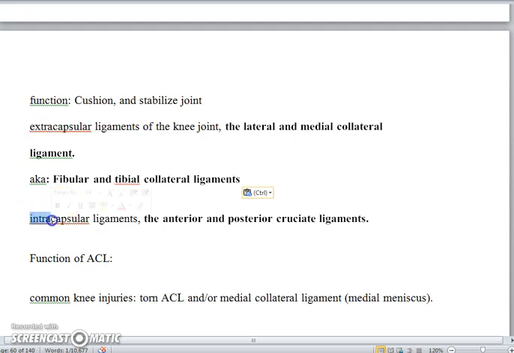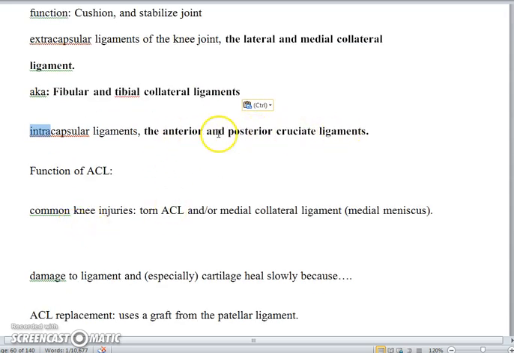On the inside of the joint capsule, we've got our intracapsulars. Here's the anterior and posterior cruciate ligament. The ACL is a really famous ligament because of common sports injuries. It's common to get an ACL tear, and a lot of times people get meniscus tears. One thing the ACL does is help prevent hyperextension of the knee. The knee should go to 180 degrees and not move any further. If you see a knee hyperextend, that ACL got torn.